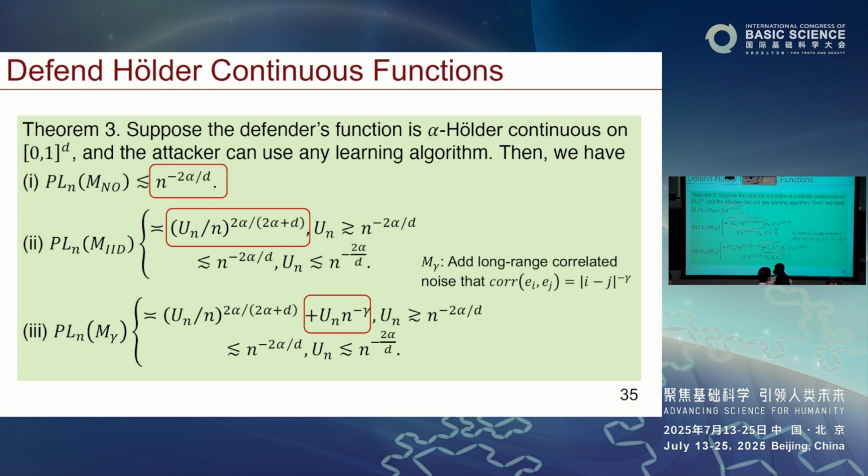If we do that, then it turns out the rate, in the interesting case, will be worse compared to the ID noise. So indeed, introducing dependence helps you to defend your model. Okay, so that's the result.